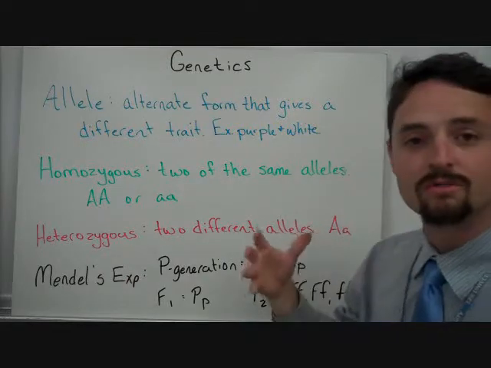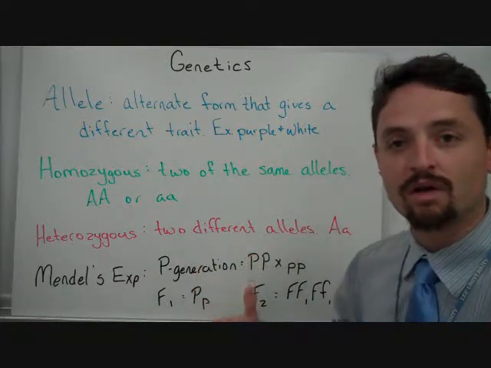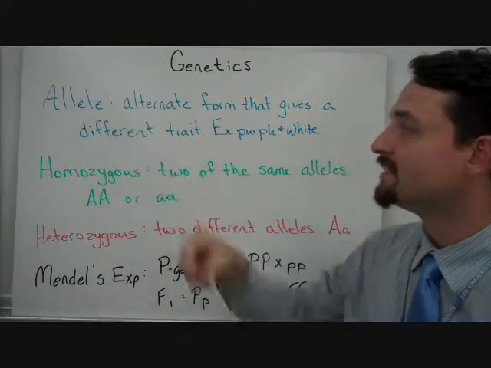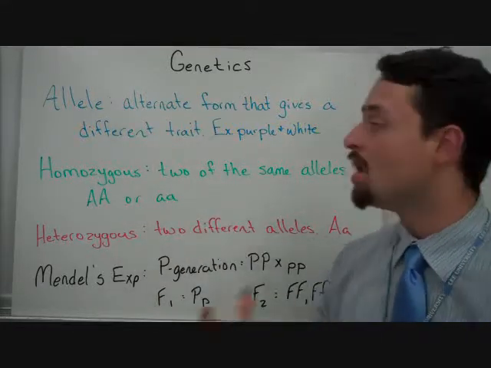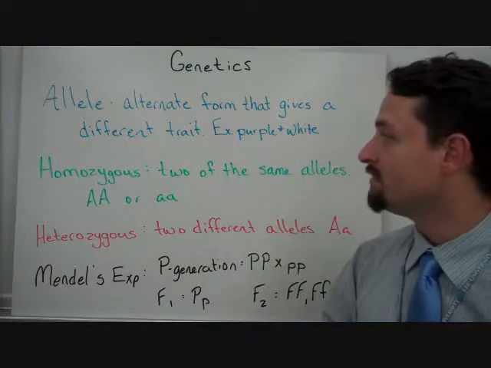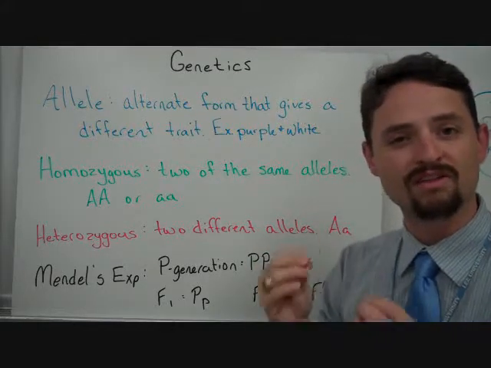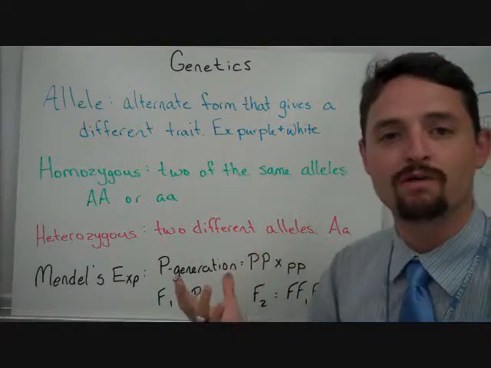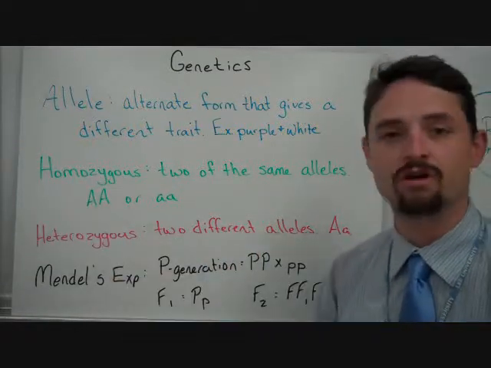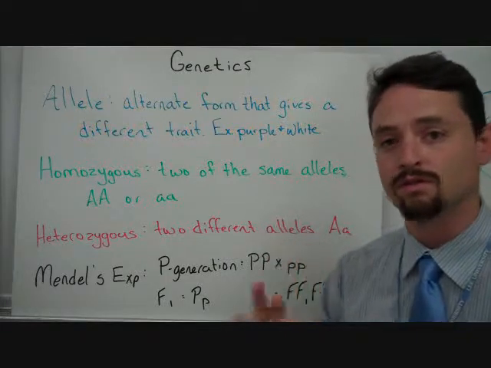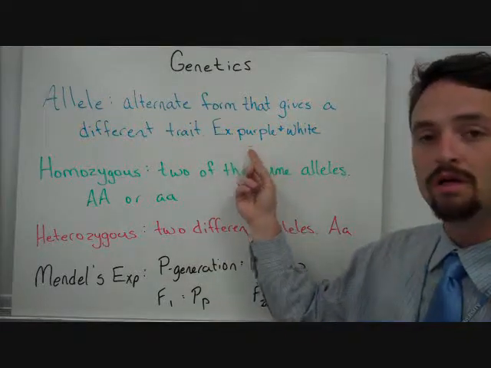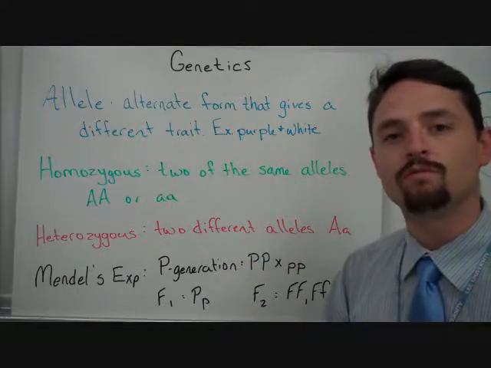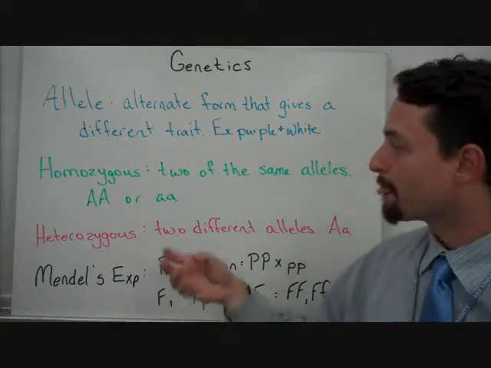A couple other terms that go along with genetics that we need to know to help understand a little bit more about Gregor Mendel's experiment. The first is allele. An allele is the alternate form that gives a different trait. We're talking about the same gene here. For instance, the gene that codes for flower color in pea plants, Gregor Mendel would say that there were 2 alleles. There was a purple allele and there was a white allele. So the allele is just that alternate form for a particular trait.